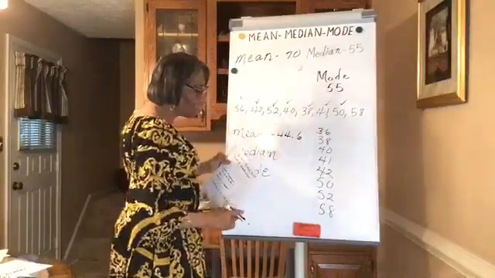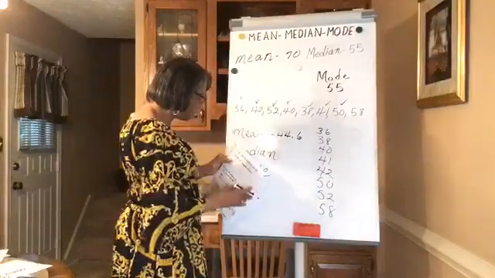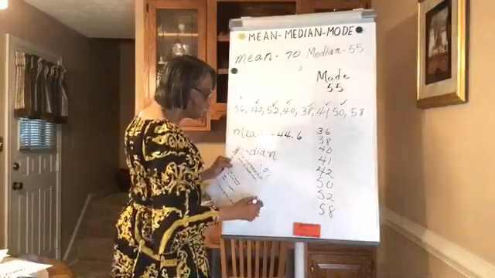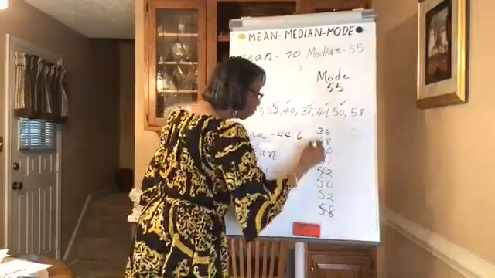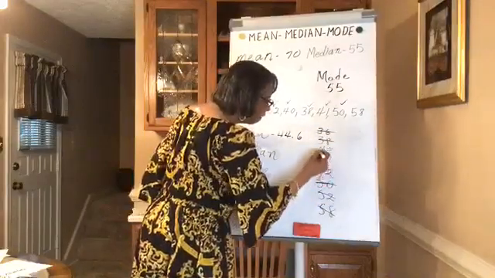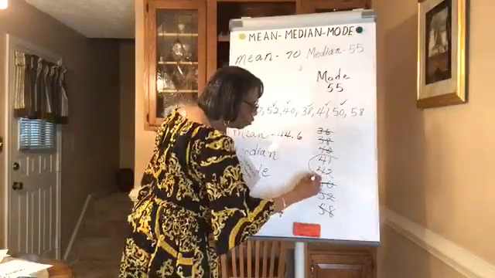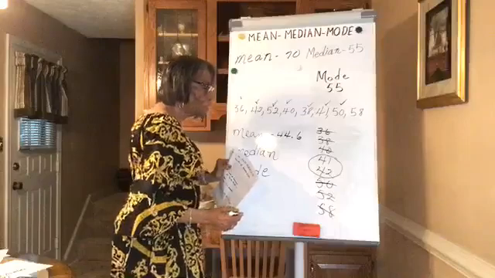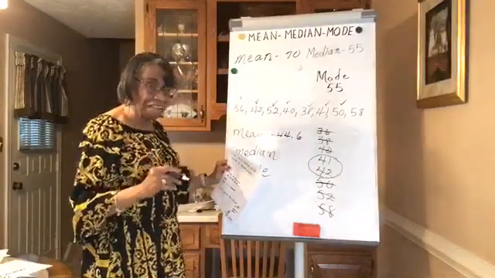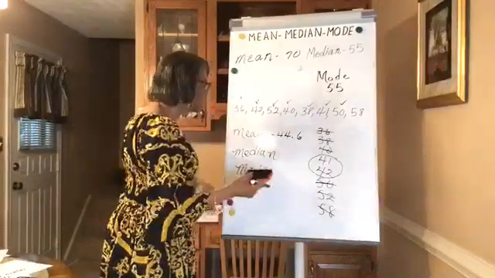All right, so now that we have them in order, we merely have to now do what? Just find the one in the middle. This time we have 2 in the middle. When that occurs, what we do is find the average of those 2. So we go back to finding the mean again.